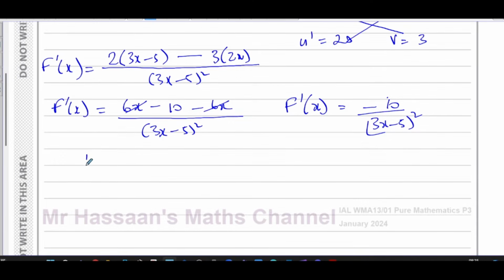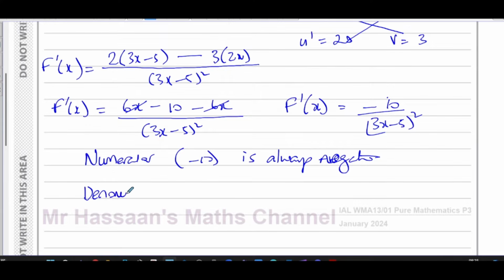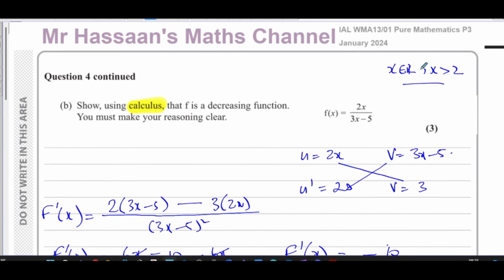Now we know that the numerator of this fraction, which is negative 10, is always negative, of course, because it's constant. Always negative. And we can say that the denominator, which is 3x minus 5 squared, as x is greater than 2, is therefore always going to be positive. The denominator will always be positive because one of the conditions is x is greater than 2.